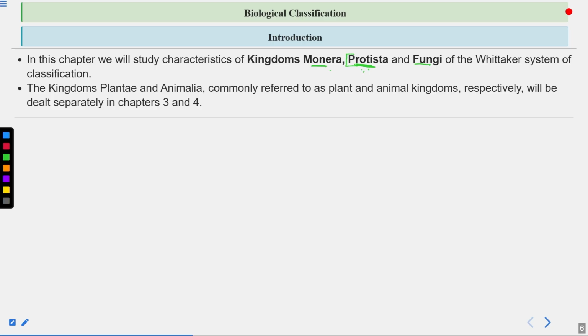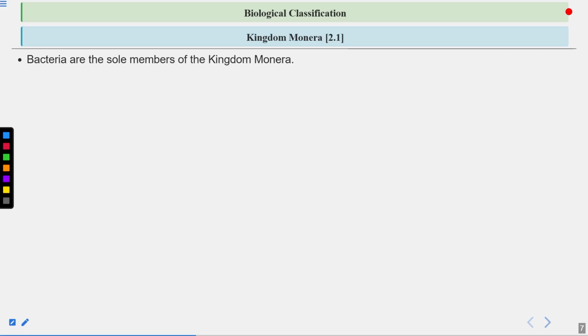Clear? So we'll basically talk about the five kingdom classification in this chapter. There are other classification systems also. Like there was a two kingdom classification given by Carolus Linnaeus. Okay, what were the two kingdoms given by Carolus Linnaeus? They were Kingdom Plantae and Kingdom Animalia. But there were limitations to the two kingdom classification. Okay, so what were the limitations of the two kingdom classification?